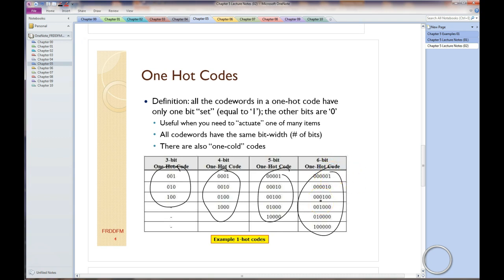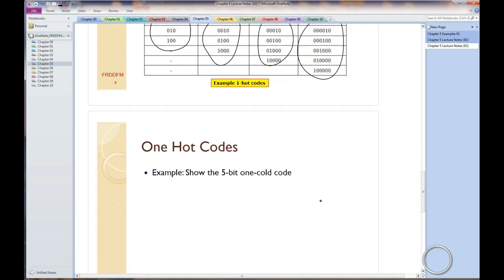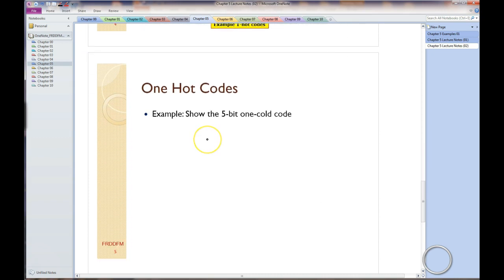There are also one-cold codes. The one-cold codes are simply the opposite of the one-hot codes, which means I make a 0 a 1, and a 1 a 0 for all the code words. And I believe we have an example of this coming up here. So for a 5-bit one-cold code, that means all the code words have 5 bits, so there are going to be 5 code words. Let's write them out. It's going to be 1, 1, 1, 1, 0. There's your one-cold code.